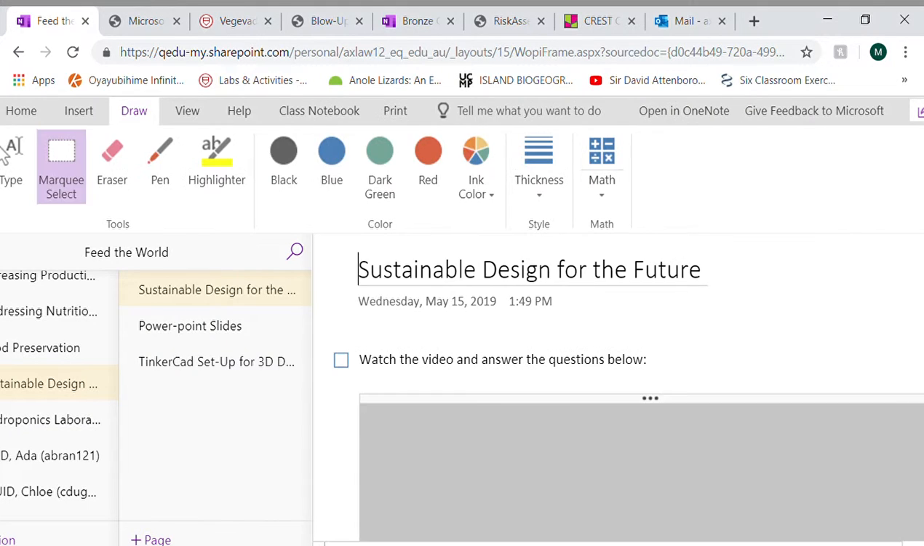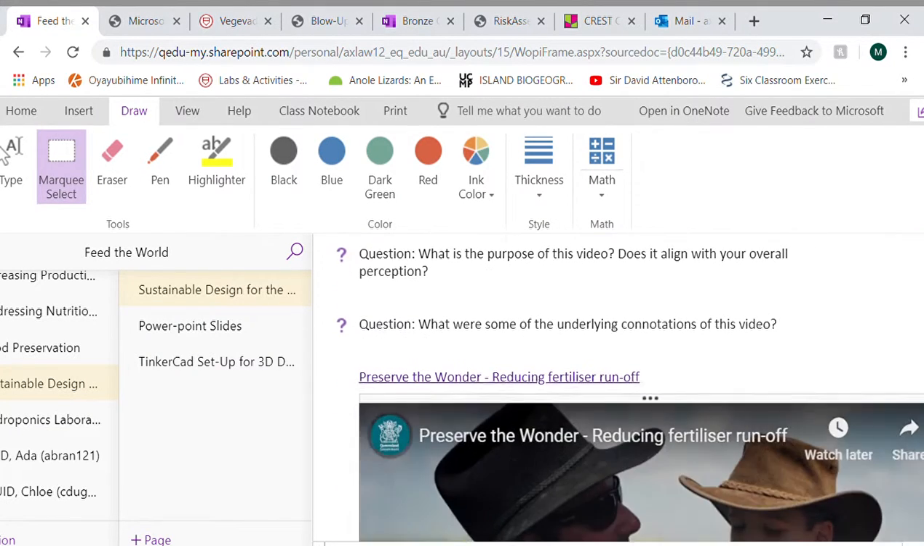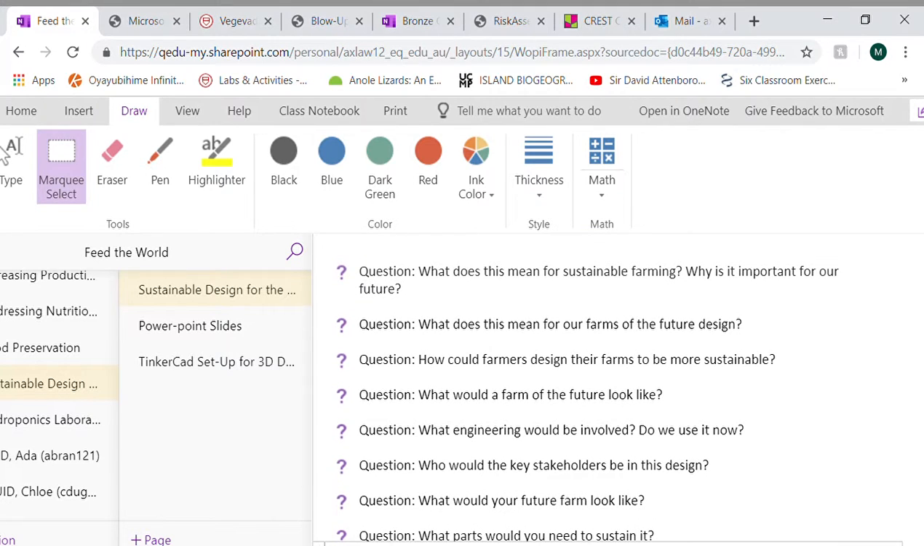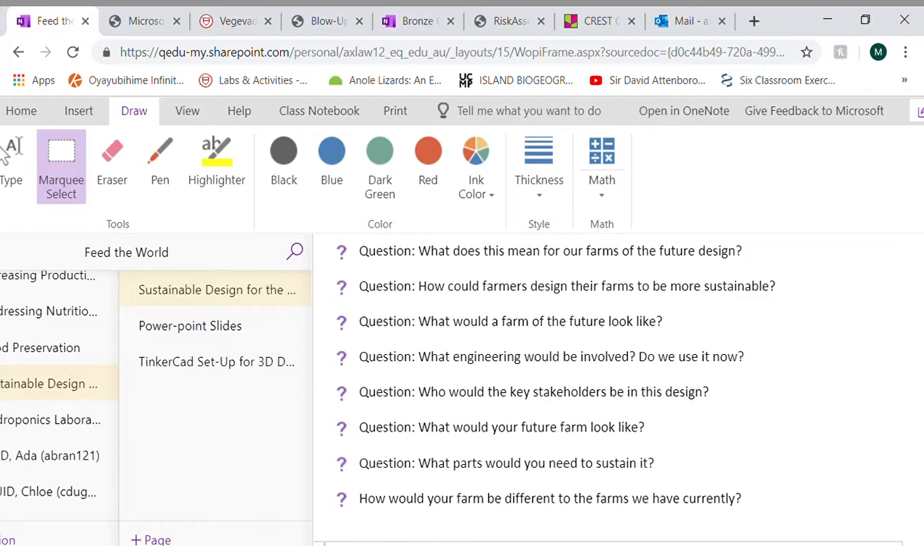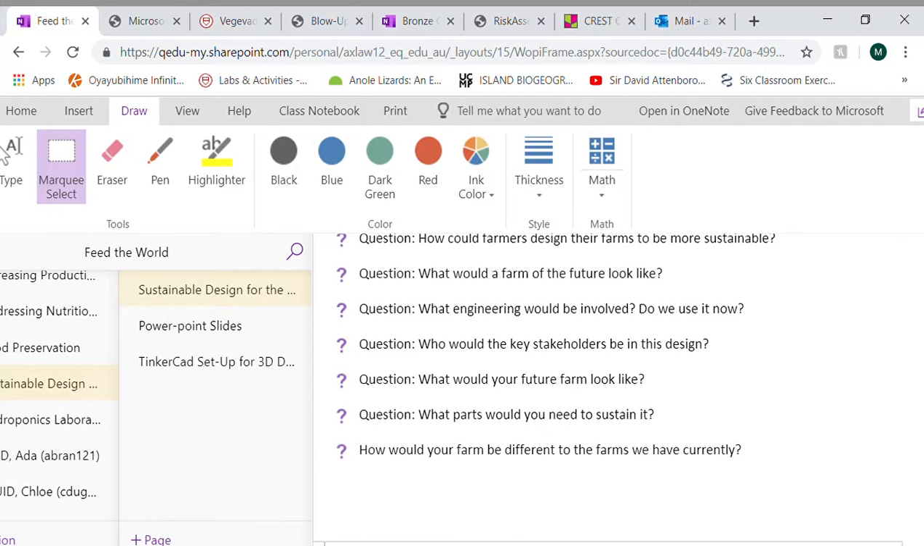So really we need to answer some of the following questions. So let's go past these ones. So question one, how could farmers design their farms to be more sustainable? What would a farm of the future look like? What kind of engineering would be involved and what do we use now? Who are the key stakeholders in your design? What would your future farm look like? And what parts do you need to sustain it? And how is your farm different to the farms that we have currently?